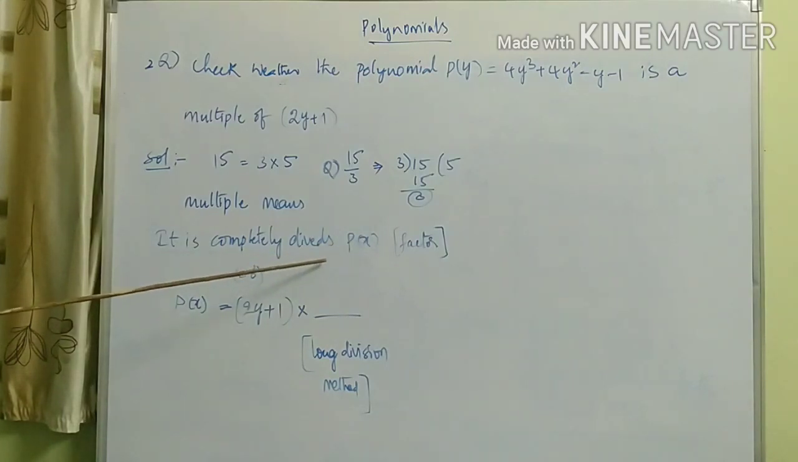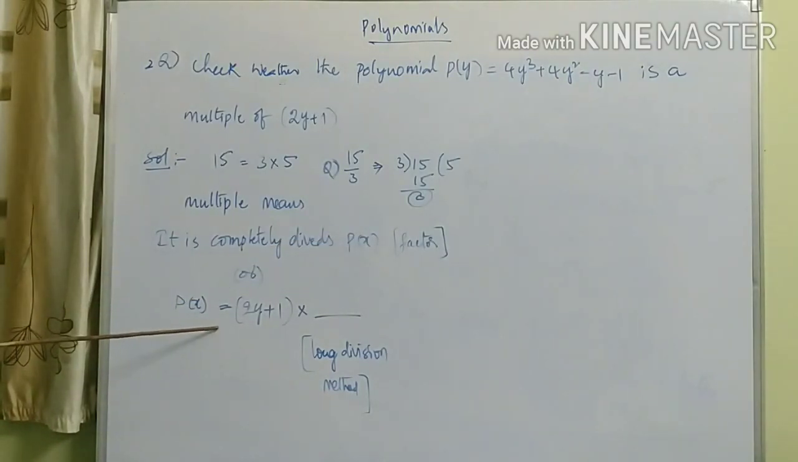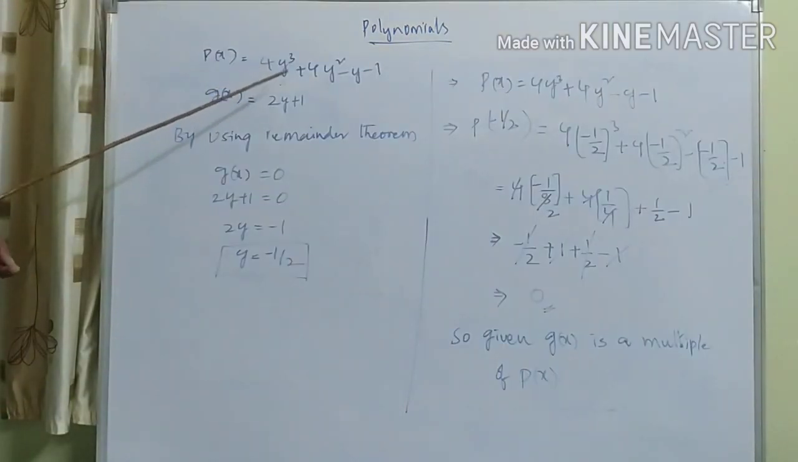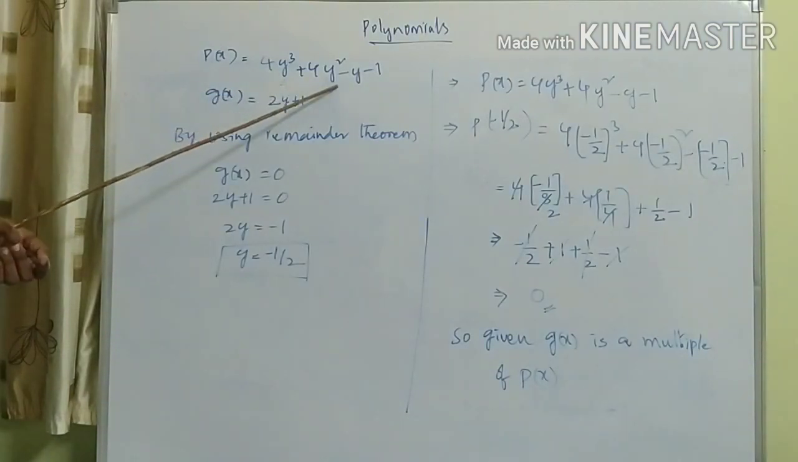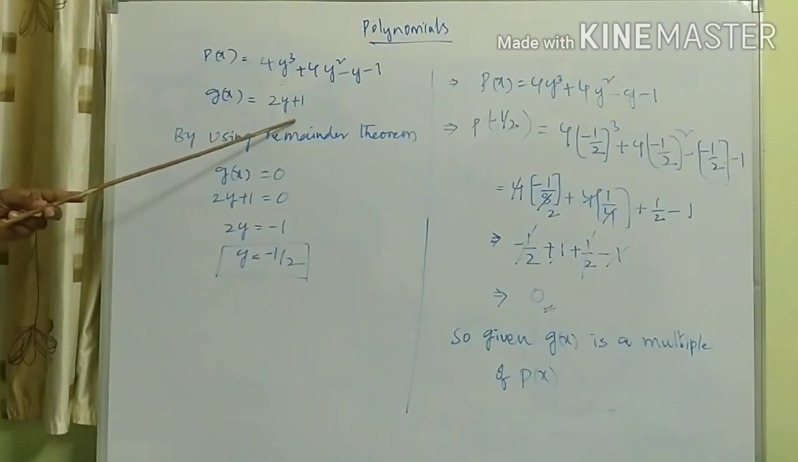So completely divides means it is a factor, or p of x is the product of two numbers: 2y plus 1 into some other value. We get this multiple by using the long division method, but our question is to check whether it is a factor or not. Here p of x is equal to 4y cube plus 4y square minus y minus 1. g of x is equal to 2y plus 1.